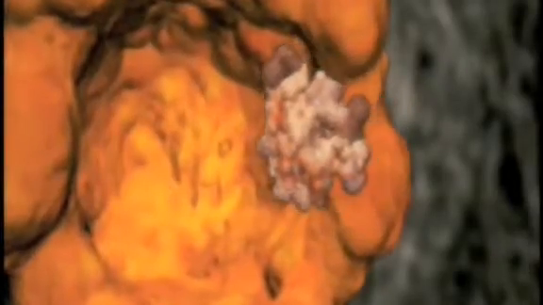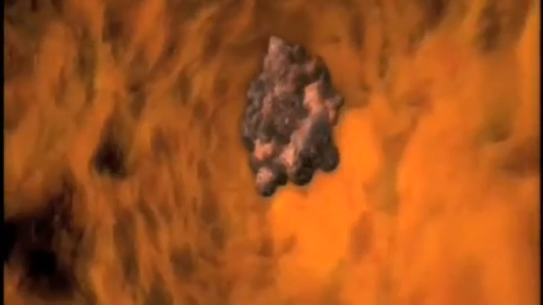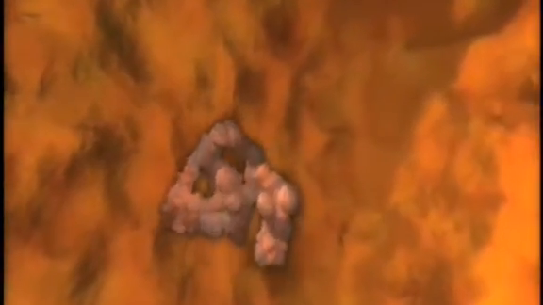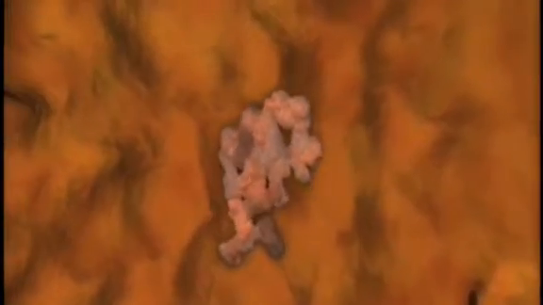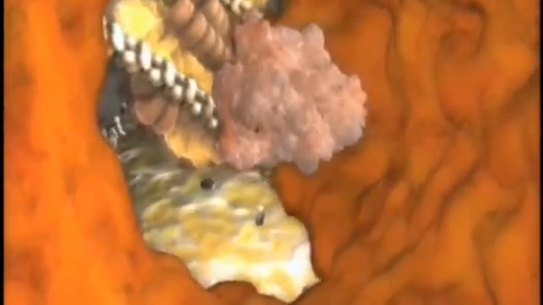When the construction of the chain is complete, it is transported to a barrel-shaped machine that helps fold it into the precise shape required to perform its function. After the chain is folded into a protein, it is released into the outer cytoplasm to do its job in the cell.